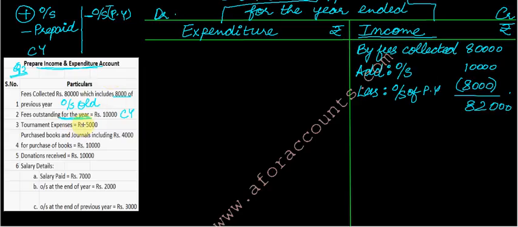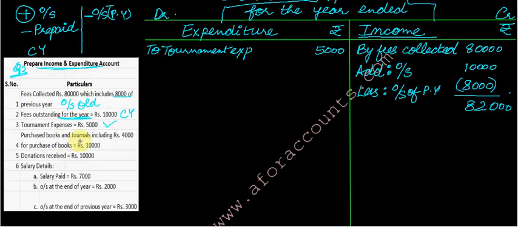Tournament expenses. So tournament expenses has to be written here in my expenditure side. Remember that expenditure side is your debit side. Do remember that. Don't by mistake plot it on the opposite side. The entire answer goes wrong then. So to tournament expenses, how much? Tournament expenses 5,000. So this is also done.